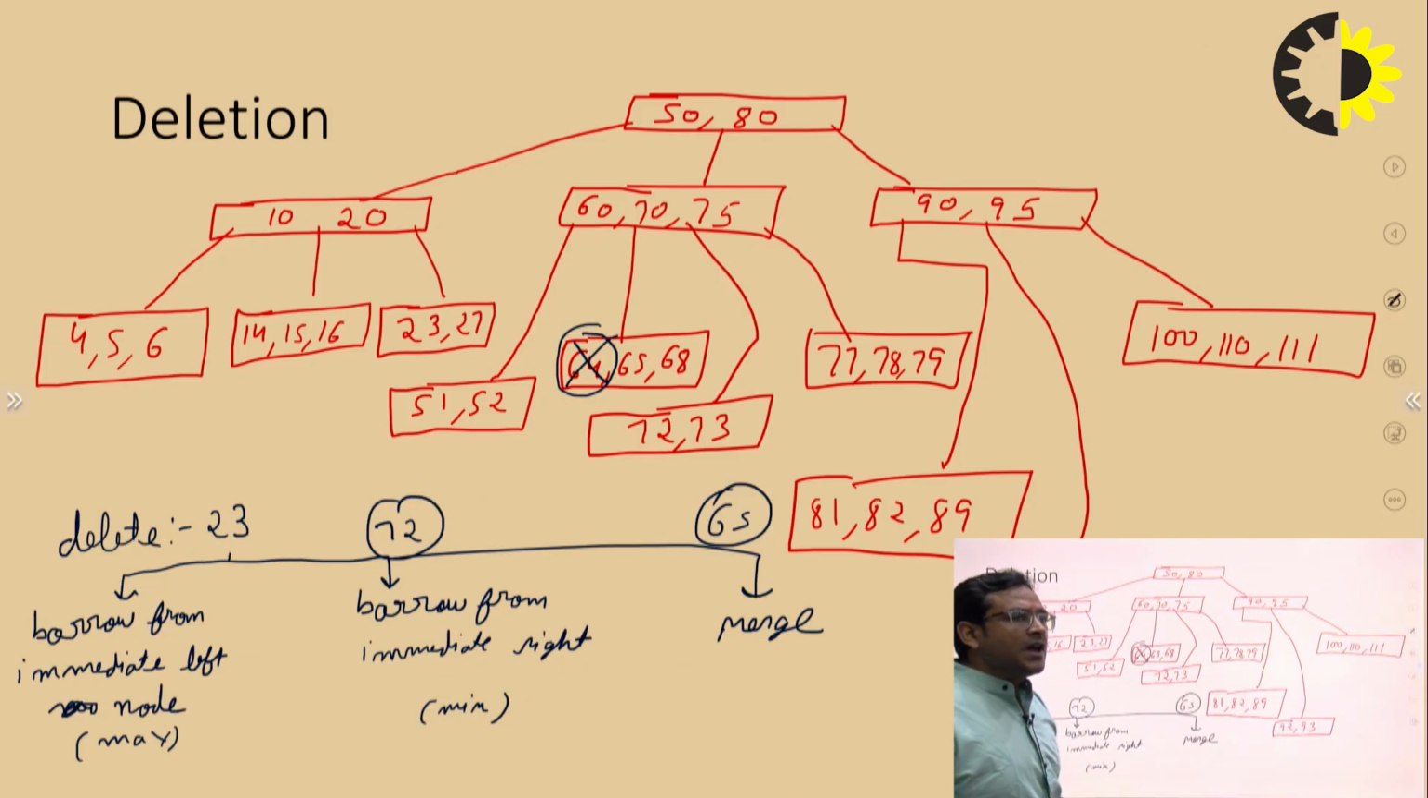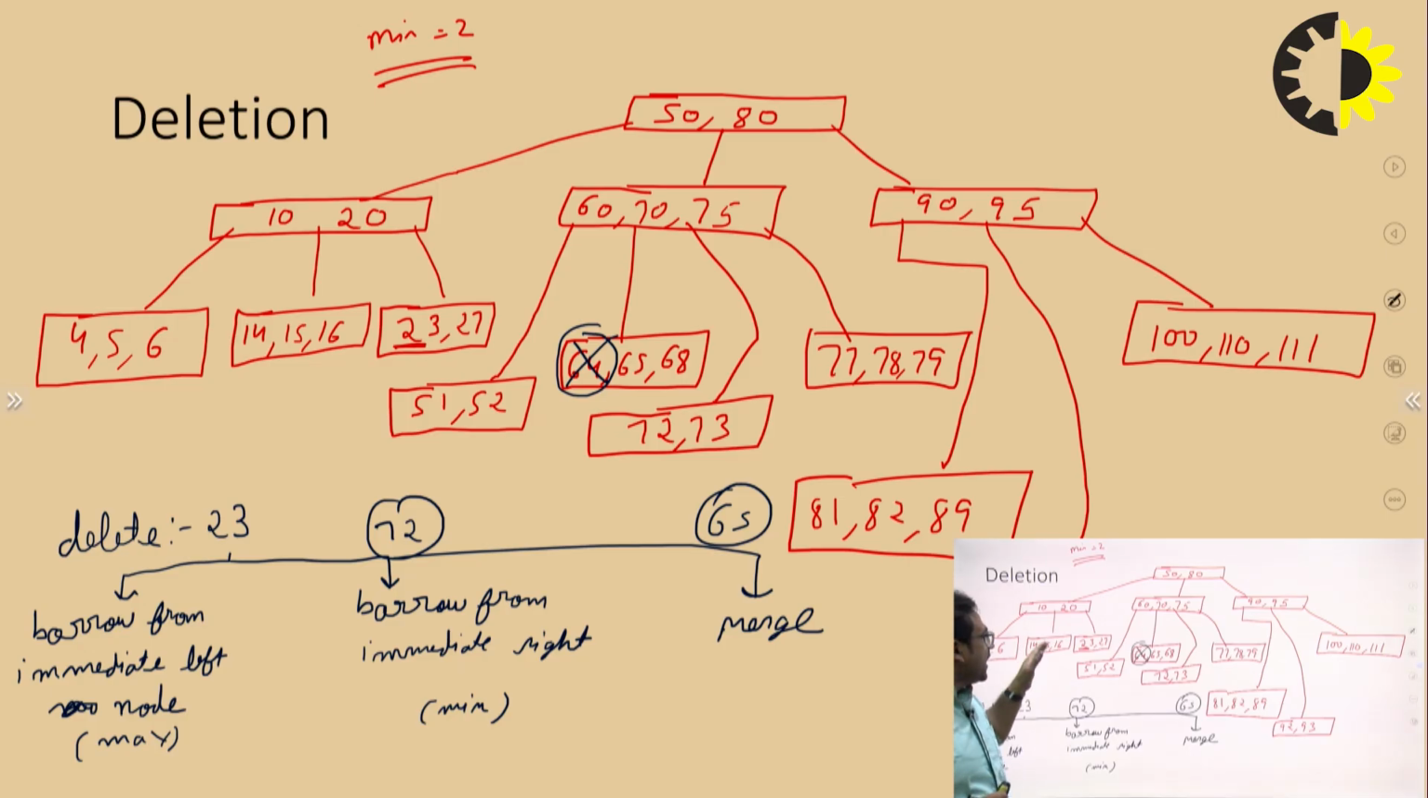Okay. I'll consider 3 more cases here. First, delete 23. So 23 is here. Right. Does this node have more than the minimum number of keys? No, because the minimum number of keys is 2. It has basically the minimum number. So what do we do? We ask the sibling: just lend me 1 key so I can delete this 23.